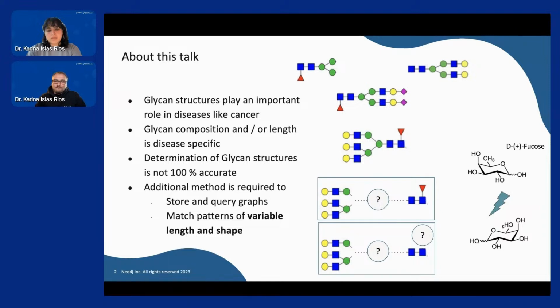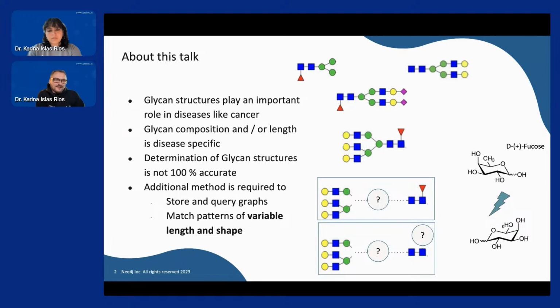On the lower one, you see that sometimes we cannot see what's in between this molecule there with these question marks, so we don't know how long the sugar tree is. And then on the right side, you see just a mirror image. Sometimes we don't know the orientation of the monomer sugar molecule.